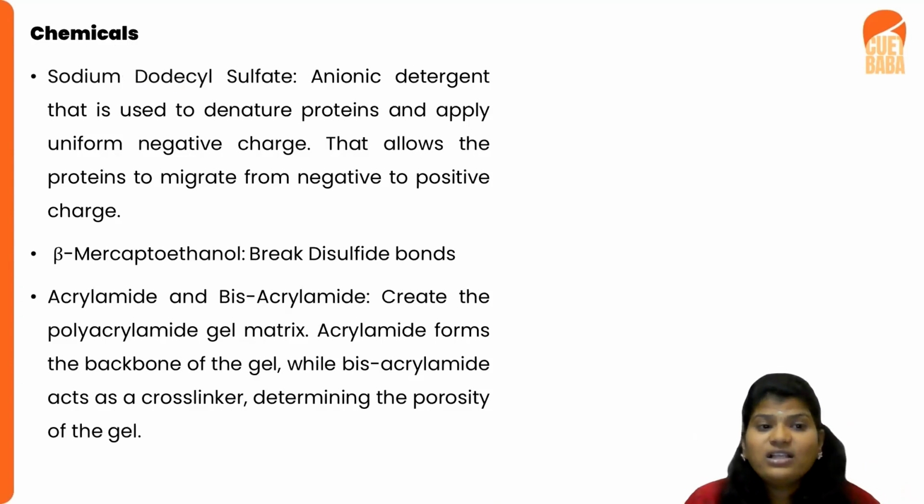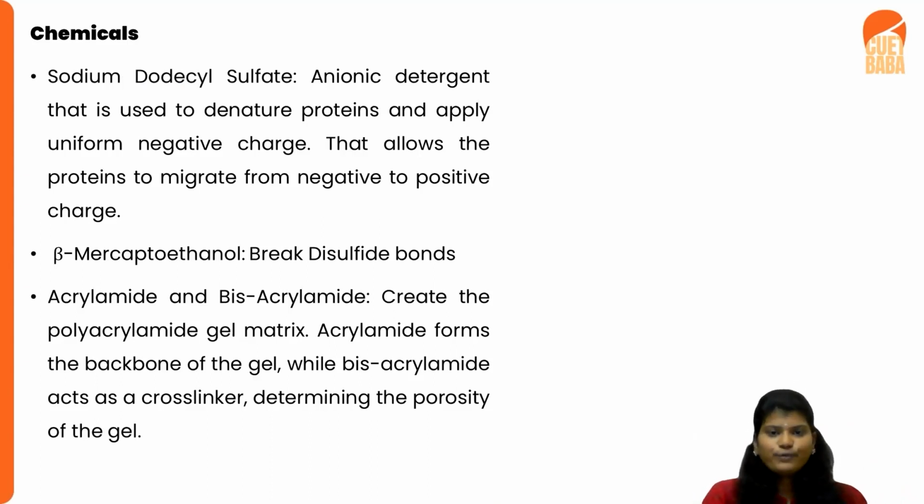And what are the chemicals we are going to use in the SDS page? The first thing is sodium dodecyl sulfate. As I already told, it is an anionic detergent, used to denature the protein structure, to break down the complex structure of protein, and it will make the primary structure. Because it needs to apply the negative charge, the electrophoresis runs from the negative to the positive charge. Okay, so the protein is actually a positive one.